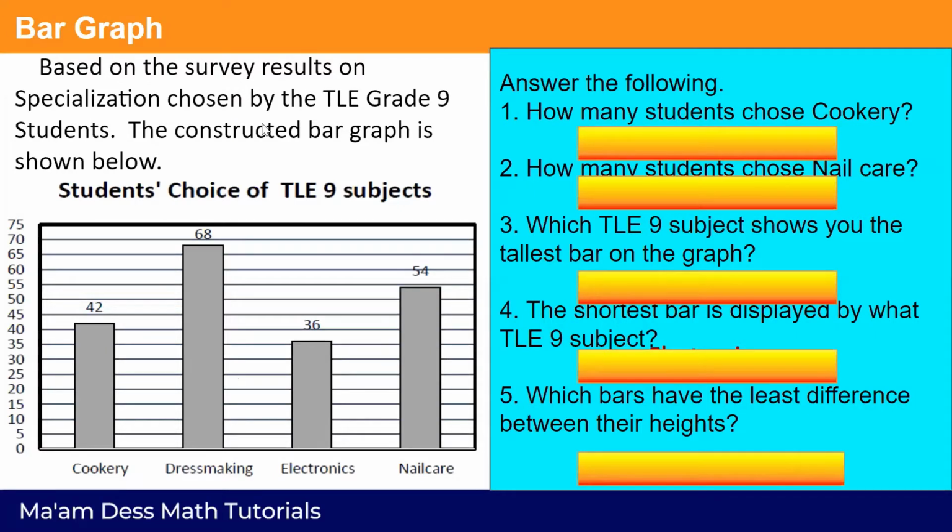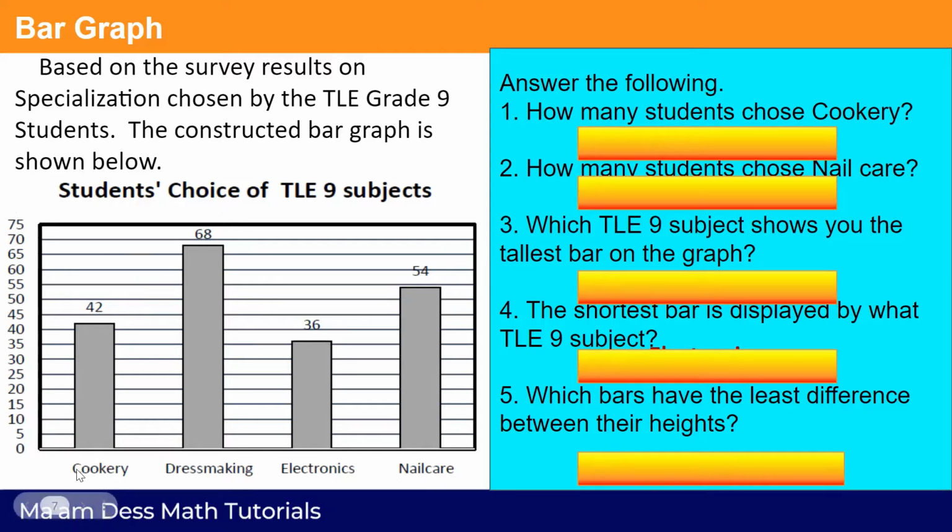Okay, so here is now the example of bar graph. Based on the survey results on specialization chosen by the TLE grade 9 students, the constructed bar graph is shown below. The title is Student's Choice of TLE 9 Subjects. In the vertical axis, we have the number of students, and then we have cookery, dressmaking, electronics, nail care.